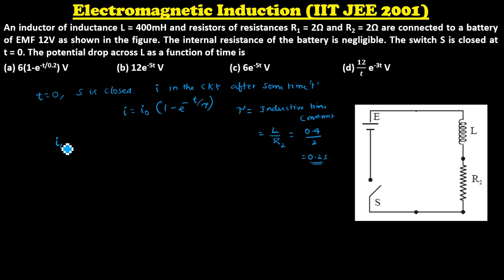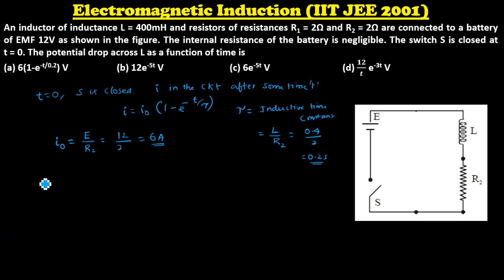What about I naught? I naught is the maximum current that can be achievable in this circuit. What is I naught generally? That is the EMF of the cell divided by the total effective resistance. The resistance here is R2. The EMF is 12 volts. R2 is 2 ohms as given in the question itself. So the maximum current it can reach is 6 amperes.